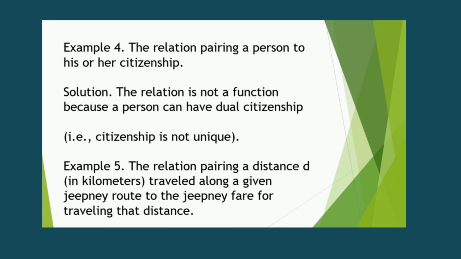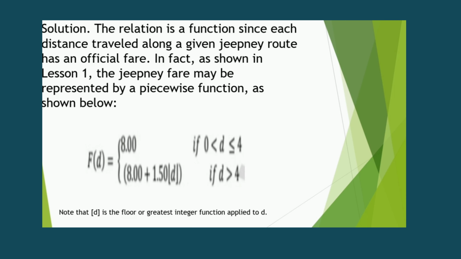Example 5. The relation pairing a distance in kilometers traveled along a given jeepney route to the jeepney fare for traveling that distance. Solution. The relation is a function since each distance traveled along a given jeepney route has an official fare. In fact, as shown in Lesson 1, the jeepney fare may be represented by a piecewise function as shown below. Note that floor of d is the floor or greatest integer function applied to d.